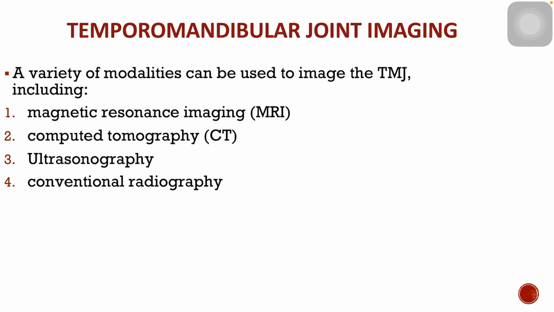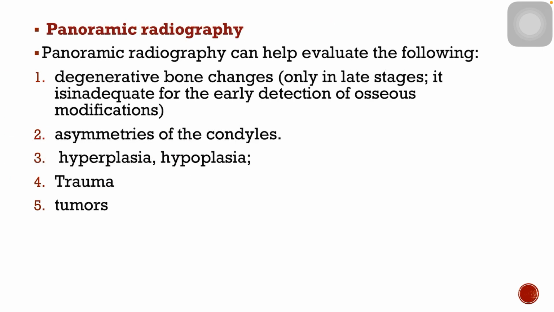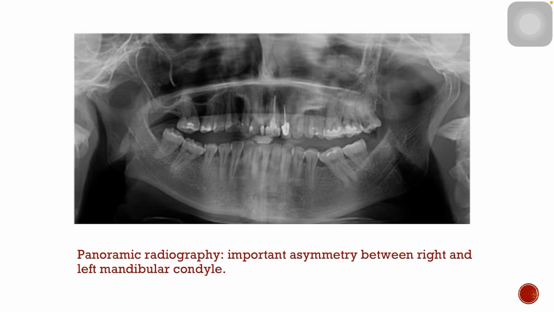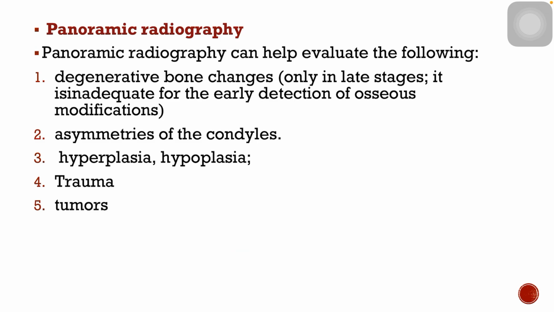TMJ imaging مثلا ال MRI, ال CT, الالتراسونوغرافي, conventional radiography. Panoramic radiography can help evaluate the following: degenerative bone change, asymmetries in the condyle, hyperplasia, hypoplasia, trauma, and tumors. This panoramic radiography important asymmetry نشوفها مثلا يعني إذا asymmetry بالتي ام جي كنا أو tumor or hyperplasia, hypoplasia.